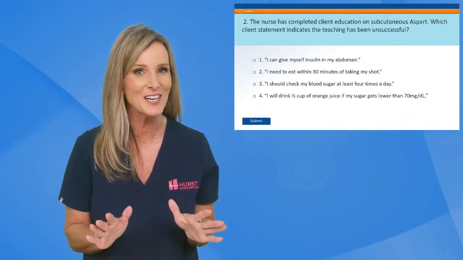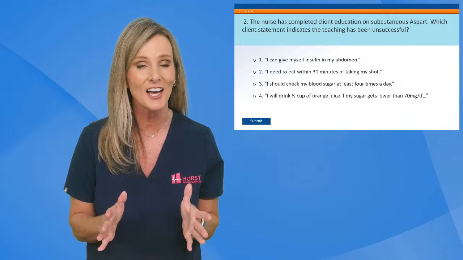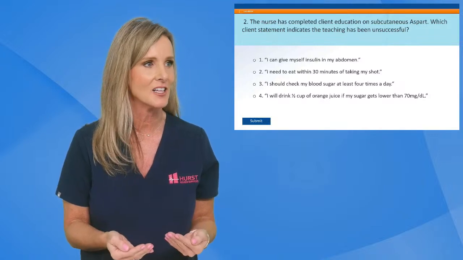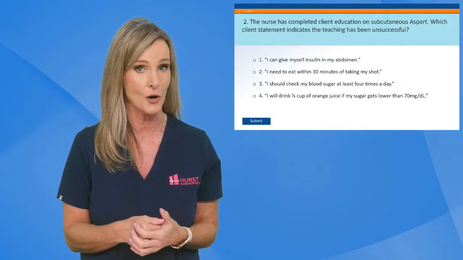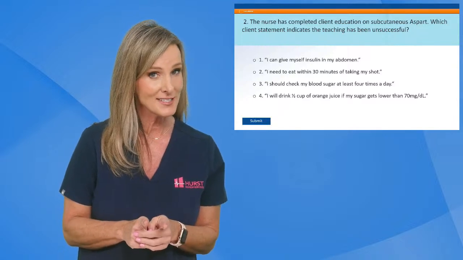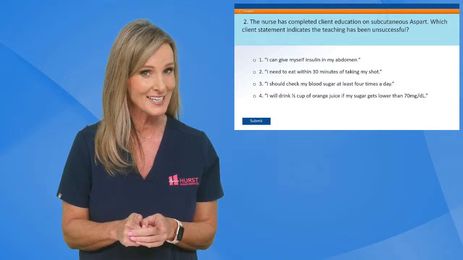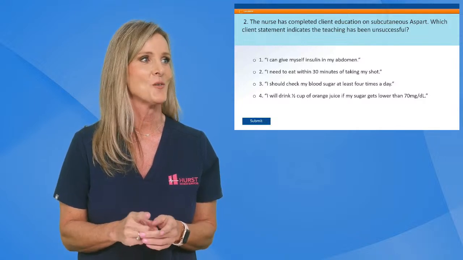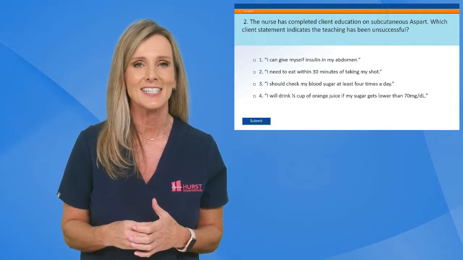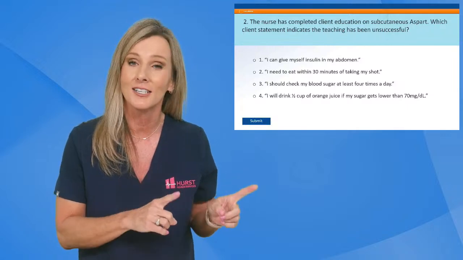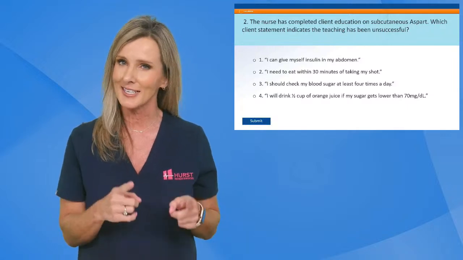Another education question right up my alley, which I love. It says we're educating the client about subcutaneous aspart. Do you remember what type of insulin that is? I hope so. That's our rapid-acting insulin, right? So which client statement indicates that teaching has been unsuccessful? Do you see the difference?